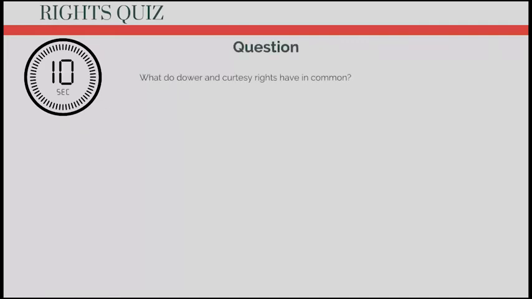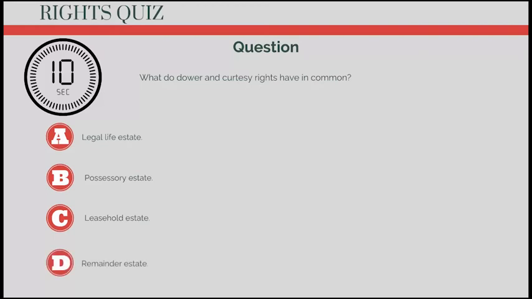What do dower and courtesy rights have in common? A. Legal life estate. B. Possessory estate. C. Leasehold estate. Or D. Remainder estate. The answer is A. Legal life estate.